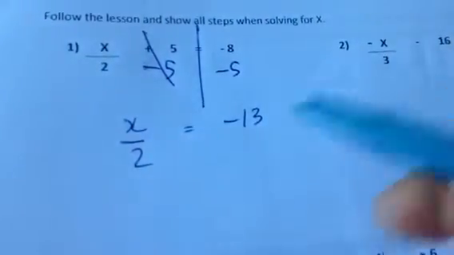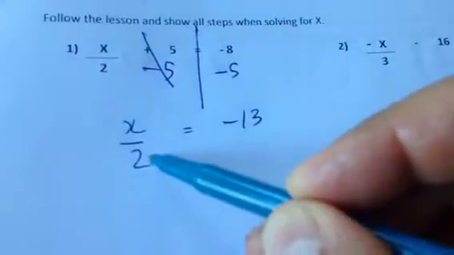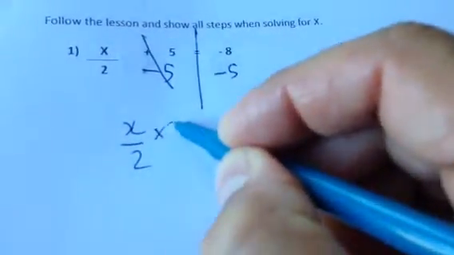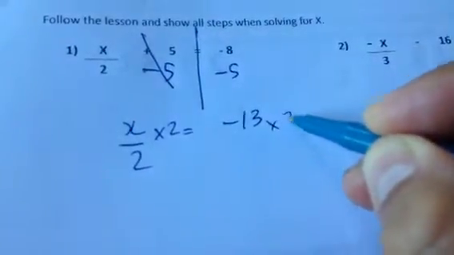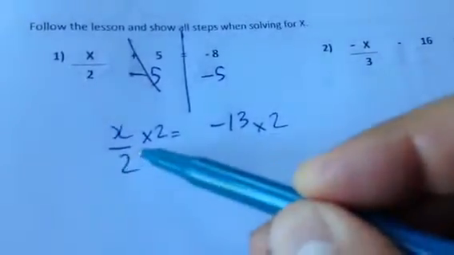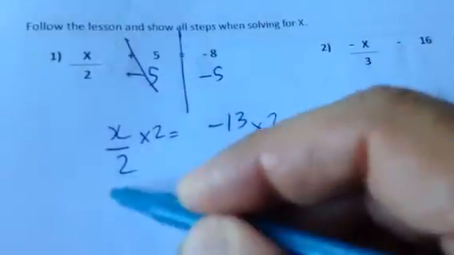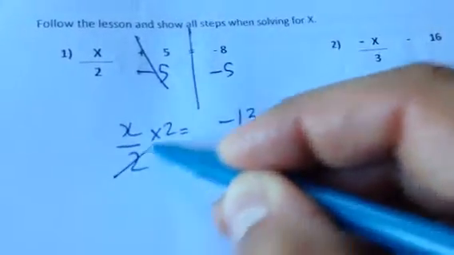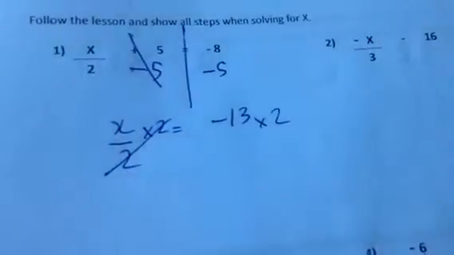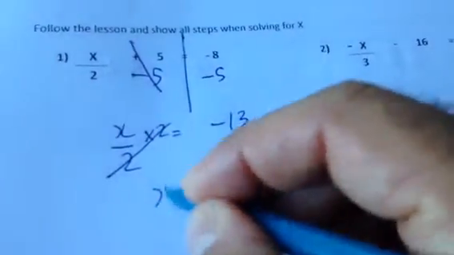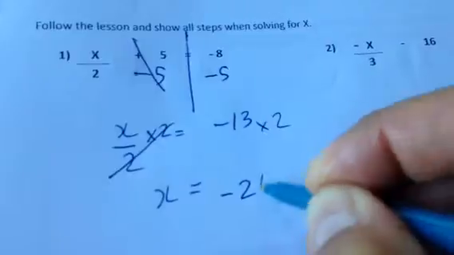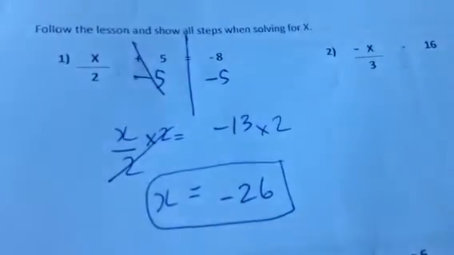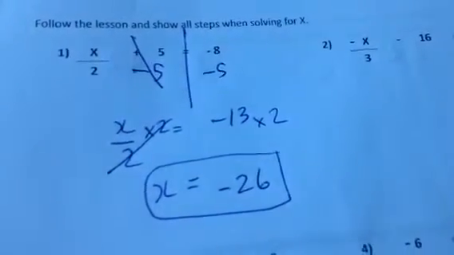Now, we want to get x by itself, so we do the opposite of divide by 2, which in this case is times 2. So whatever we do to one side, we do to the other, right? Now, when you have a divided by 2 and a multiply by 2, these are two opposite operations. They cancel out and they become 1. So basically, you're left with x. On this side, x is equal to negative 13 times 2, negative 26, and that is our answer. That's the final answer that we want.